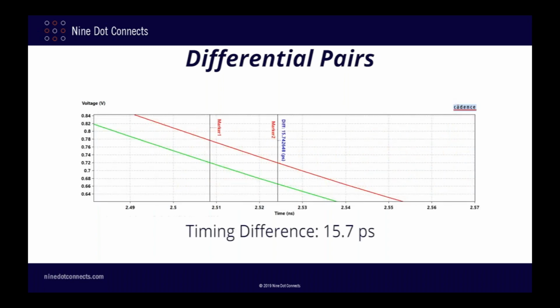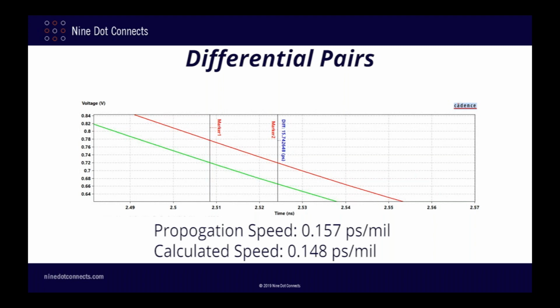Here, I've increased the zoom by a significant amount, and we can now see the actual difference. Using the marking tool in System SI, I measured the change to be about 15.7 picoseconds. Given that I know the physical difference is actually 100 mils, this calculates out to a propagation speed of 0.157 picoseconds per mil, which is comparable to the speed of 0.148 picoseconds per mil as determined by a field simulator based on the stack-up and trace dimensions. These numbers help me know that my simulations are working out as expected.